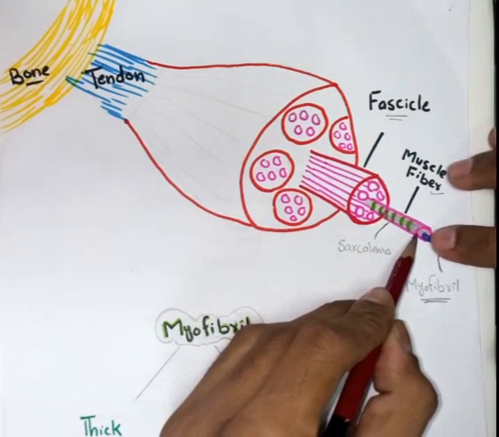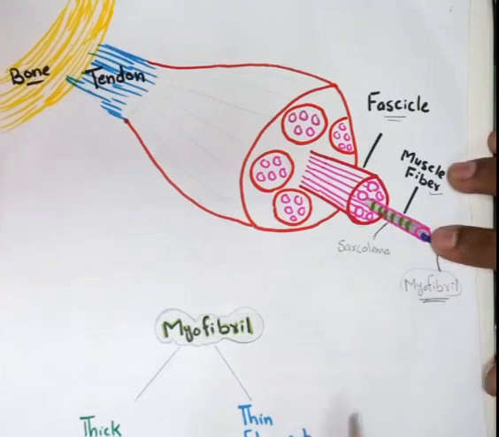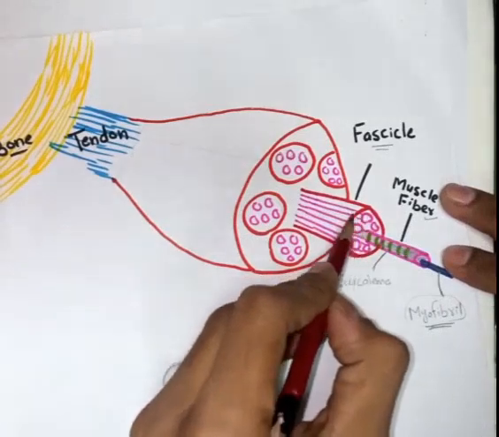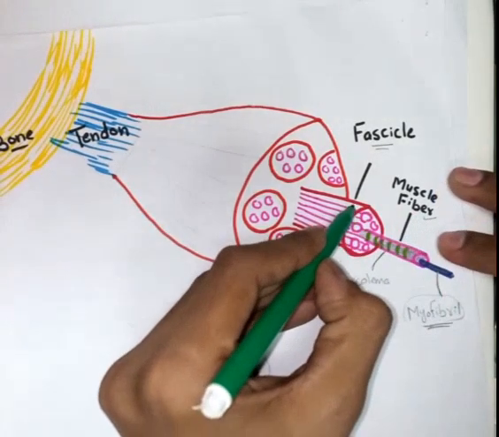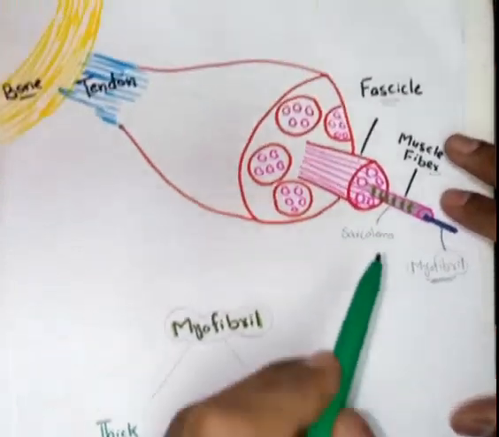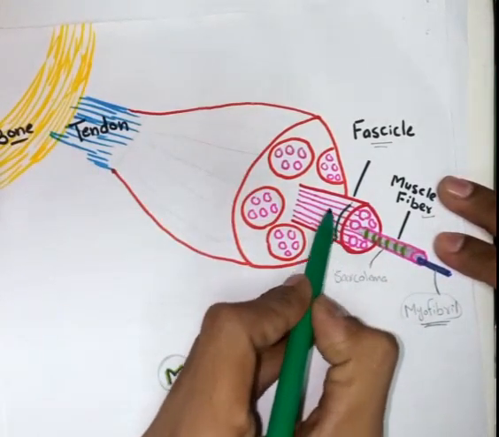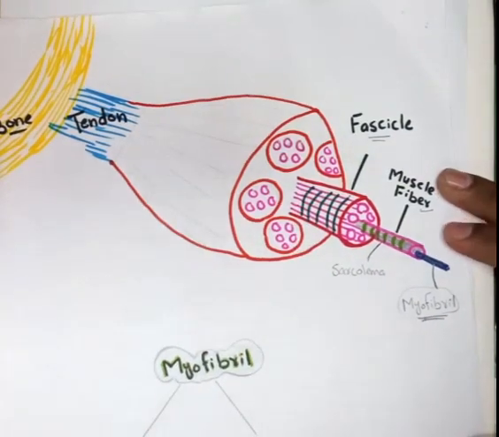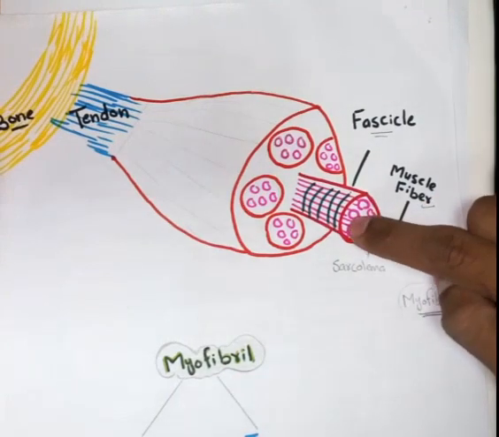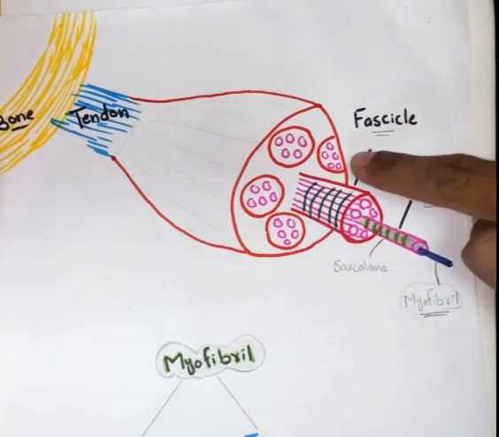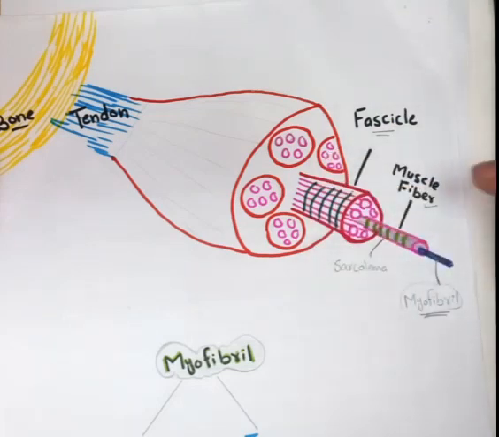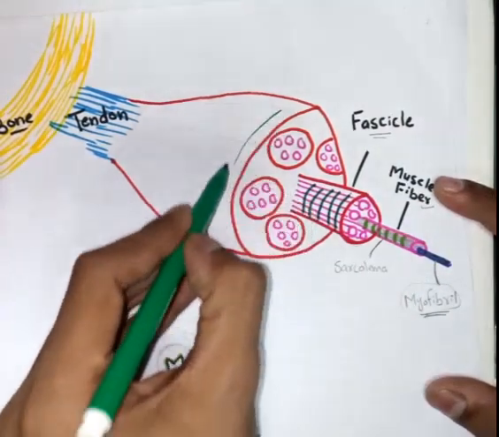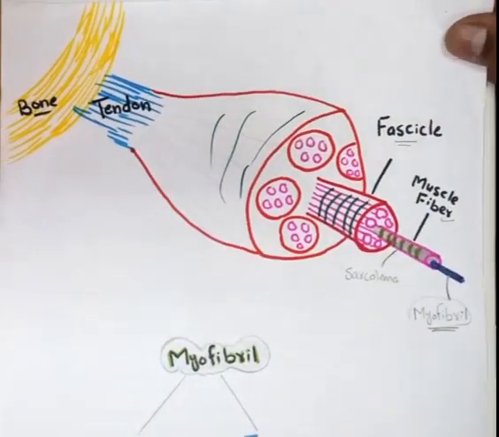Because of these myofibrils, because of these thick and thin filaments, the light and dark bands are present on the muscle fiber. And as these myofibrils are present in all the muscle fibers, light and dark bands will be present on all the muscle fibers, and these muscle fibers are present in the fascicle. So these light and dark bands will be expressed on the fascicle as well, and ultimately they will be present on the muscles.